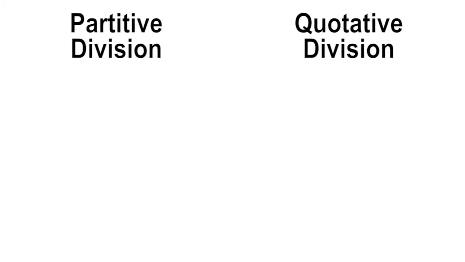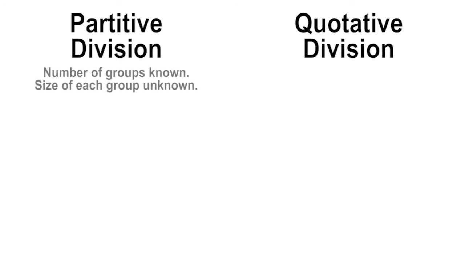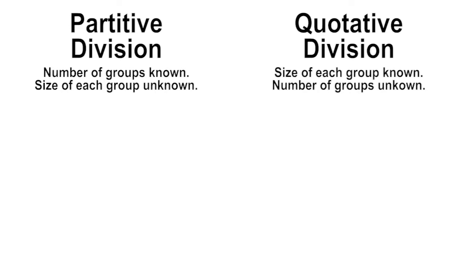Students have also learned about two different types of division problems: partitive and quotative. Partitive is where the number of groups is known, but the size of each group is unknown. Quotative is where the size of each group is known, but the number of groups is unknown.